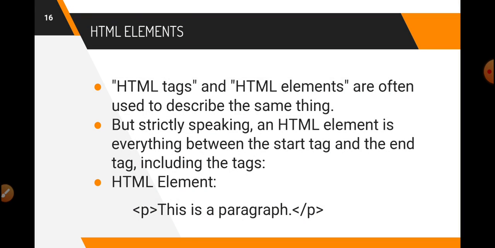Okay, moving on with the HTML elements. Tags and elements are often used to describe the same thing, but strictly speaking, an HTML element is everything between the start tag and the end tag, including the tag. So that means the P tag, the start tag, and the end tag, including this example, "this is a paragraph", is called an HTML element.